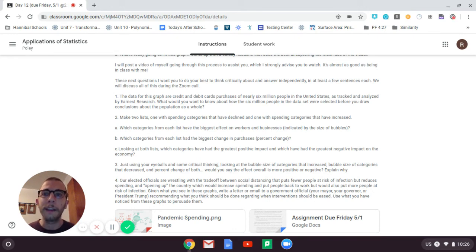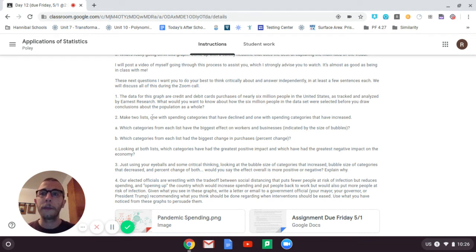So number 1 says, the data for this graph are credit and debit card purchases of nearly 6 million people in the United States as tracked and analyzed by Earnest Research. Okay, so all those bubbles were calculated by looking at debit and credit card purchases. So that means there's no cash involved there at all. What would you want to know about how the 6 million people in the data set were selected before you draw conclusions about the population as a whole? Okay, so we know 6 million people were analyzed with their spending, but what else would you want to know about these people before we can draw conclusions?